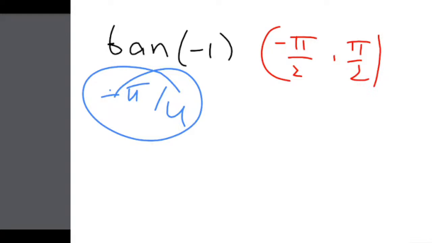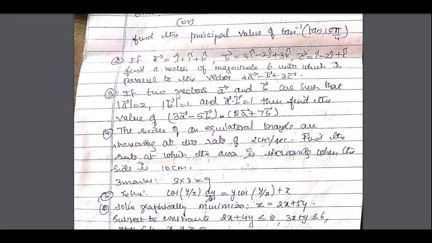Okay, let's look at the second question. If A vector is equal to I cap plus J cap plus K cap, B vector, C vector, find a vector of magnitude 6 units which is parallel to the vector 2A vector minus B vector plus 3C vector.